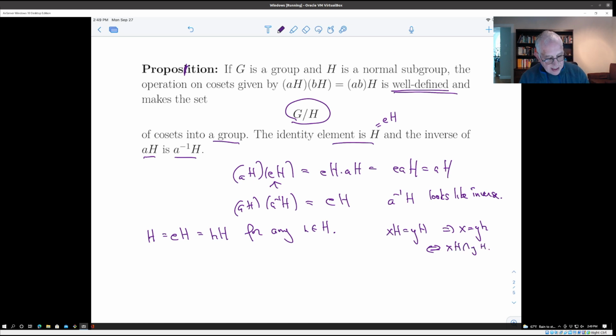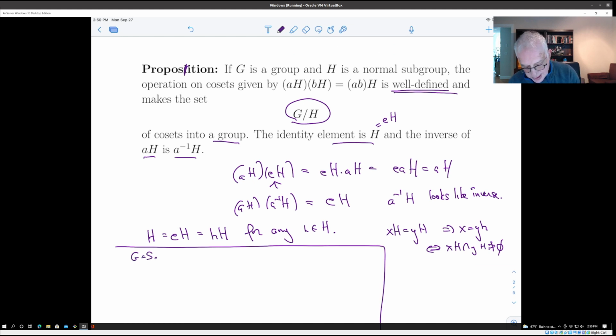So one coset has lots of names. And if we're going to make sense out of this multiplication, it has to make sense no matter what name we give it. So to go back to my earlier example, just using G equals S3 and H being the group of rotations, I was talking about SH as being one of the cosets, but I could instead have used RSH because these two cosets are the same.